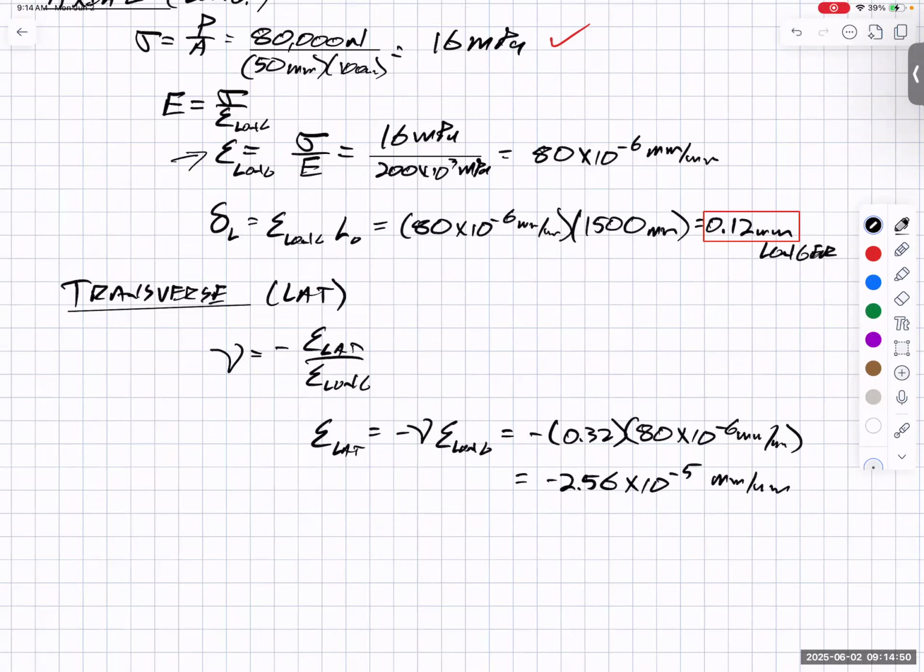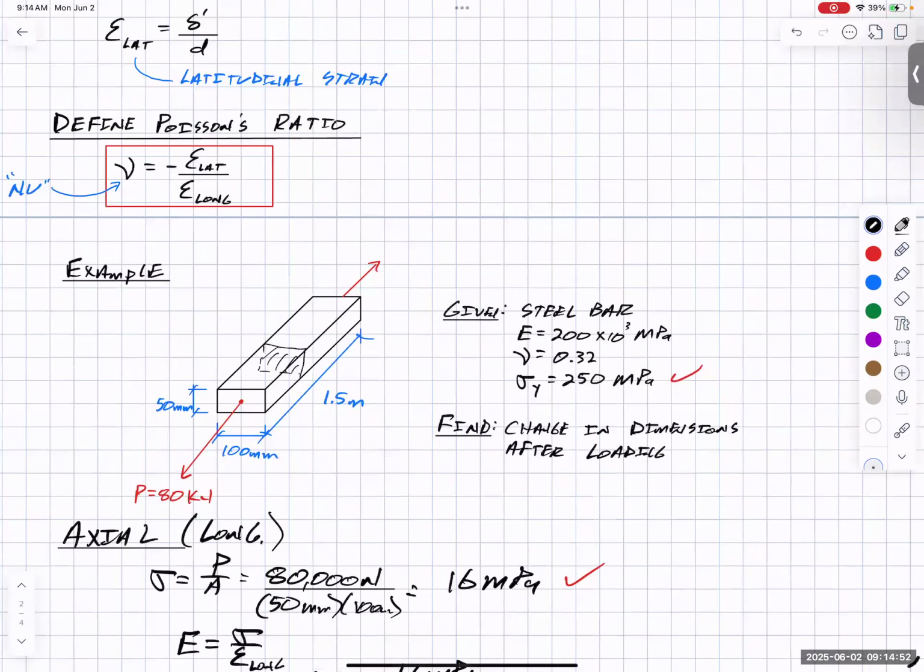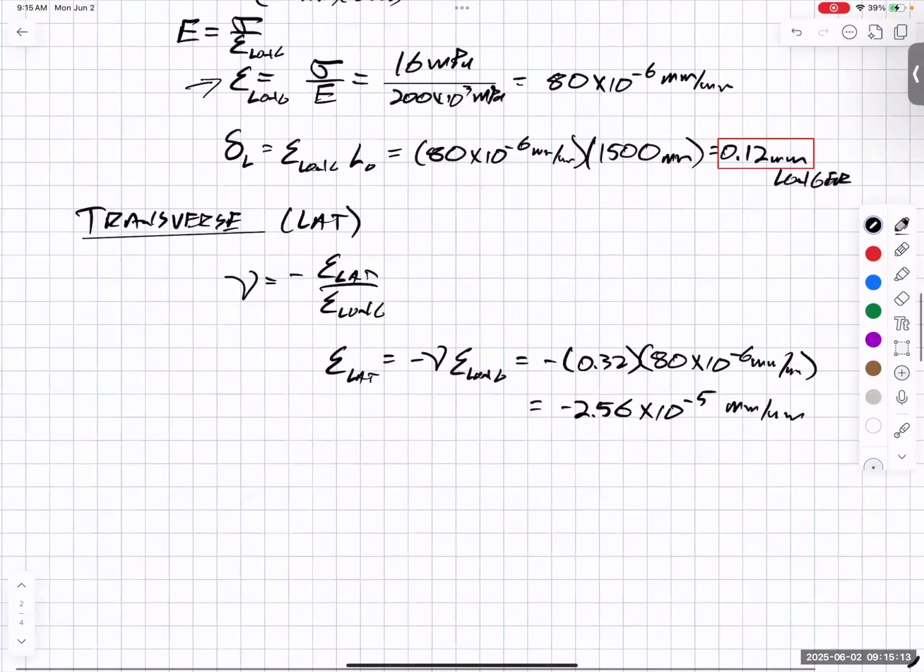Well, now what does that mean? Once again, that's not the change in dimensions, but I can use it with my original dimensions. So I have 50 and 100. This is how much thinner it would get or how much shorter it would get, right? Those are both transverse to the direction of the loading. So there's really two different dimensions. One is the height. Clearly, it's got to get shorter, right? So if I look at my height, let's say delta H, how much the height is going to change is equal to that latitudinal strain.